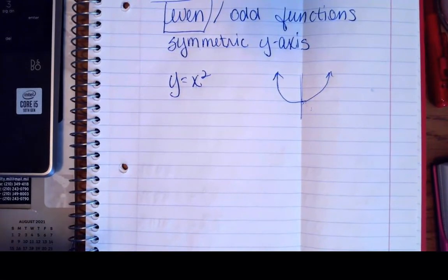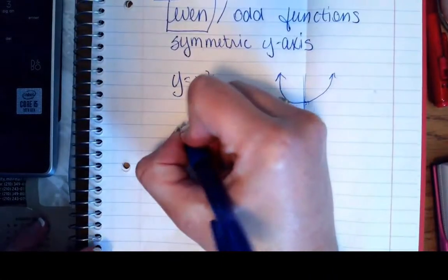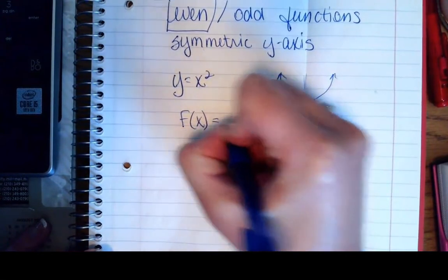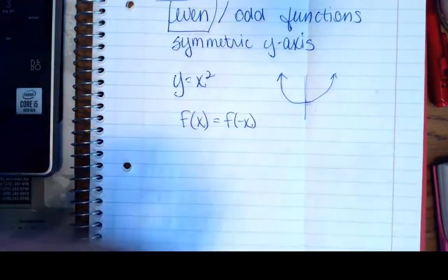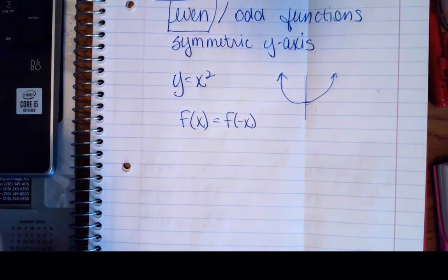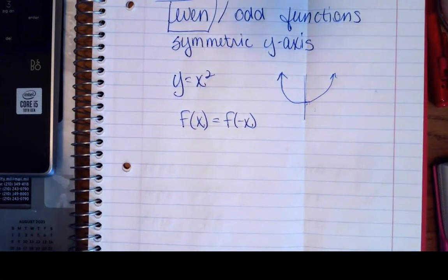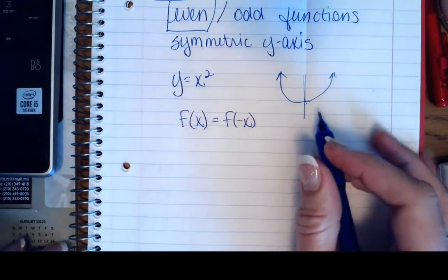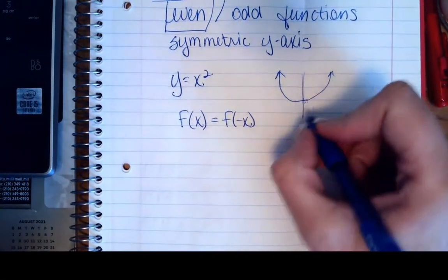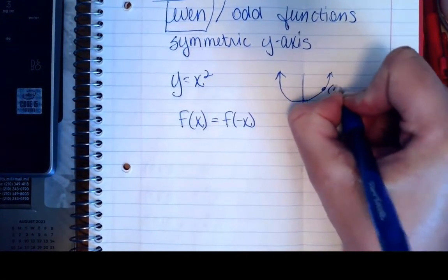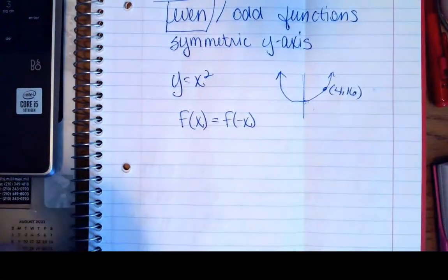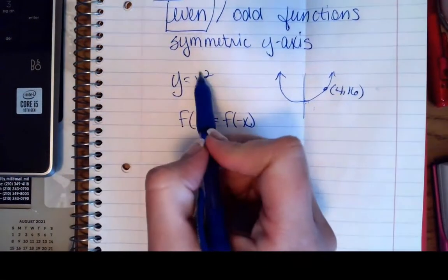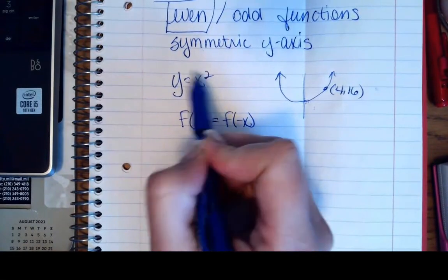So what does that mean? What that means is this. f of x is going to equal f of negative x. Okay? f of x is going to equal f of negative x. So let's put that in the context of our parabola. If I just grab an x value, let's say 4, okay, so the point (4, 16) is on that function. Why? Because 4 squared is 16.